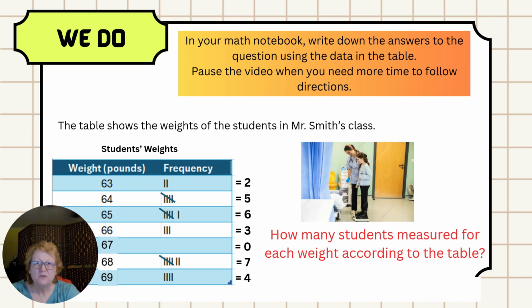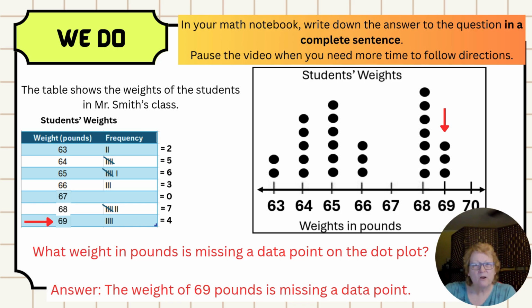Now let's move on to the next step of our problem. So let's read our question so we'll know what to do with our frequency table data. Our question says, what weight in pounds is missing a data point on the dot plot? You can see the dot plot there is set up. And we're looking to see which of the weights in pounds is missing a data point, which does not match perfectly with the frequency chart.